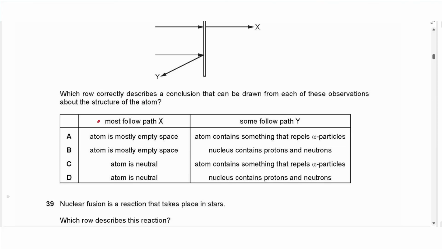So the undeflected parts, most of them were undeflected. That means that the atom is mostly empty space. So it did not affect the path of the alpha particles. Some follow the path of Y. That means that they hit something and rebounded. So atoms contain something that repels alpha particles. That makes sense. Yes. Nucleus contains protons and neutrons. You cannot know that from this experiment. So the answer is A.